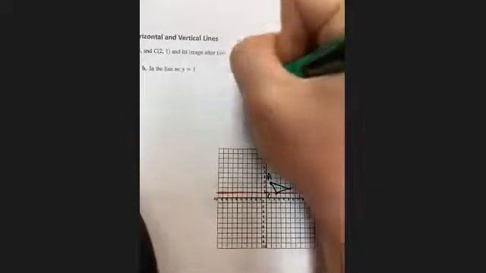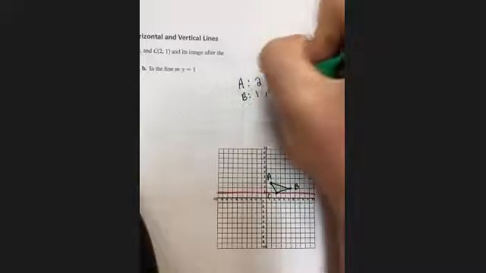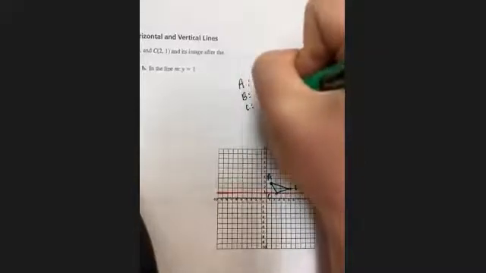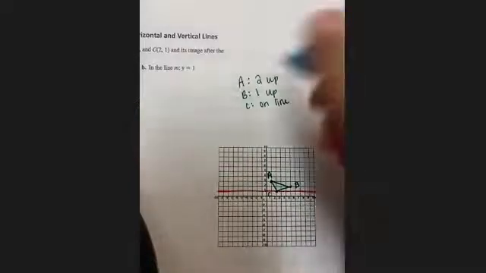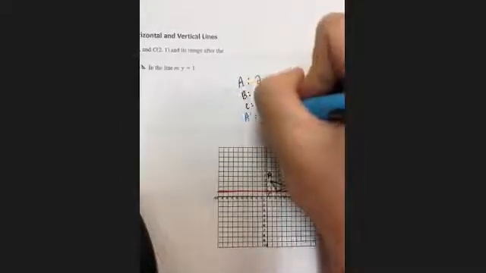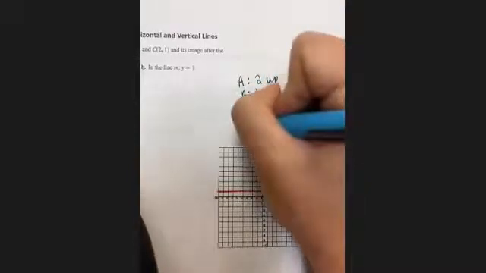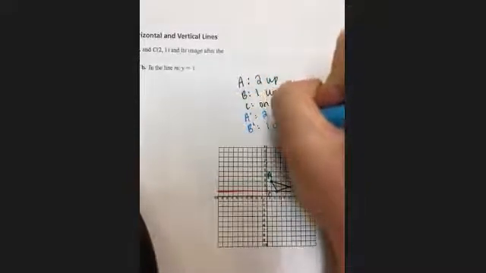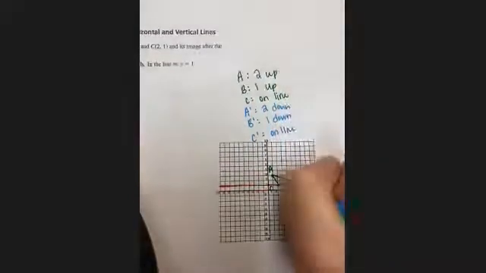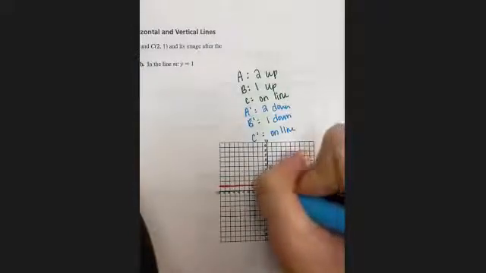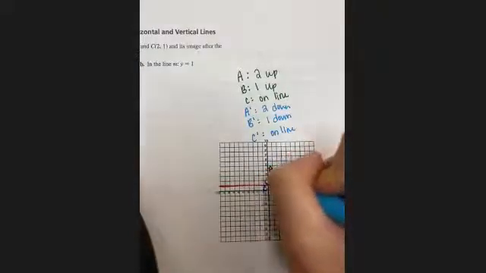Okay, so A is 2 up, B is 1 up, and C is on the line. So then to reflect it, I want A prime to be 2 down, B prime to be 1 down, and C prime is still going to be on the line. Okay, so C prime still is right there. So I'm just going to label it C prime again.